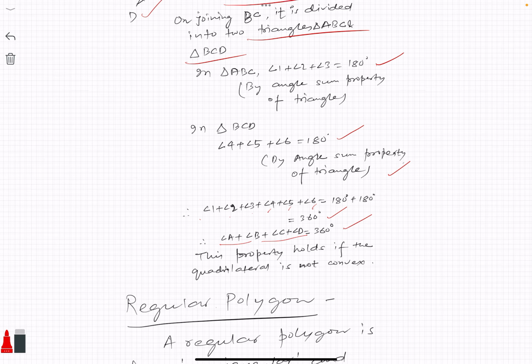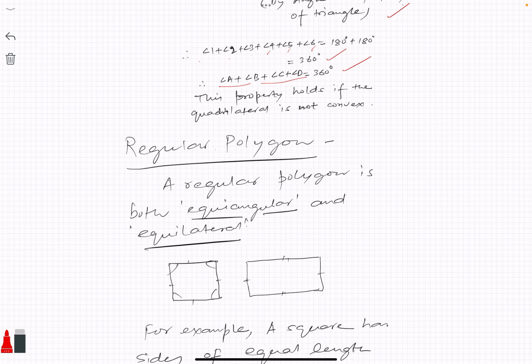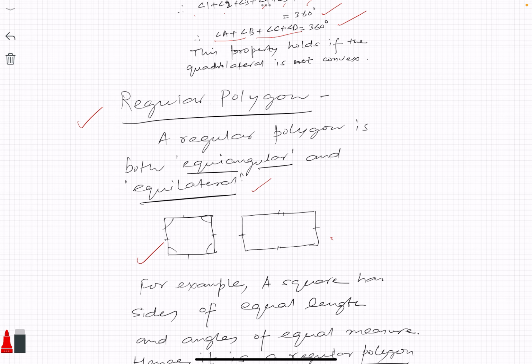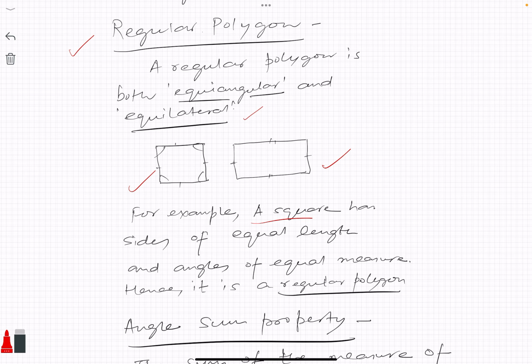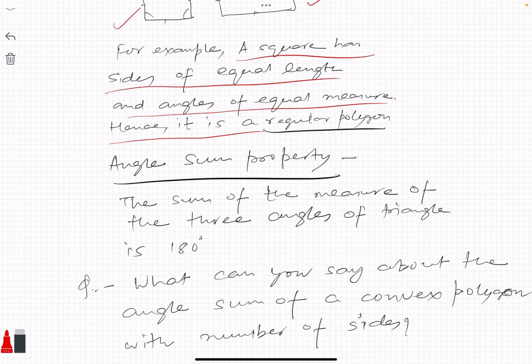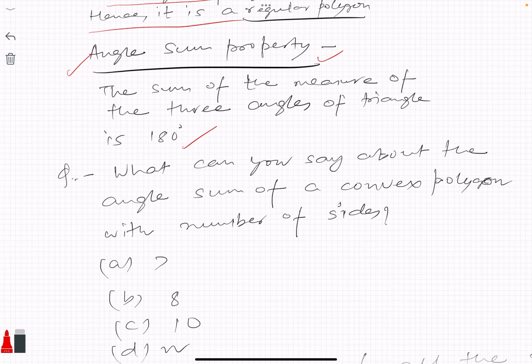Okay. Now we will come to regular polygon. A regular polygon is both equiangular and equilateral. Example, a square. A square has sides of equal lengths and angles of equal measures, hence it is a regular polygon. Angle sum property. What is the angle sum property? The sum of the measures of the three angles of a triangle is 180 degrees. This is called the angle sum property.